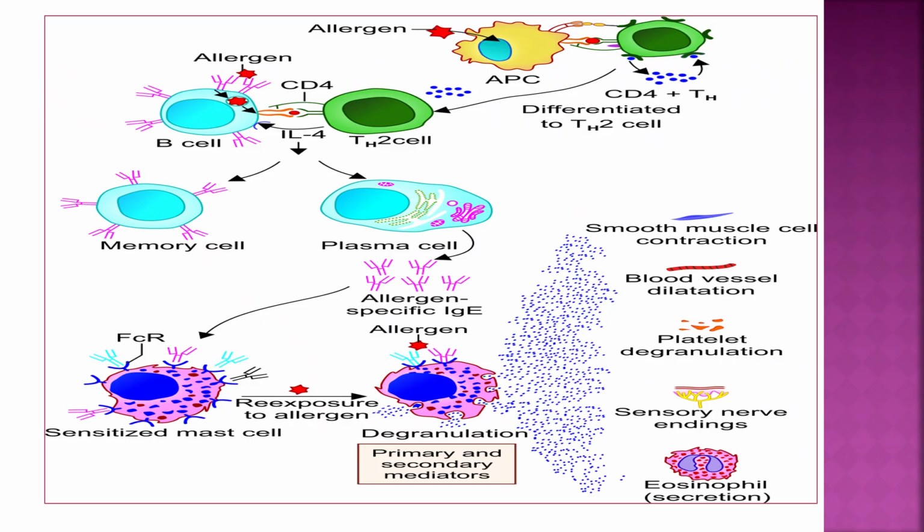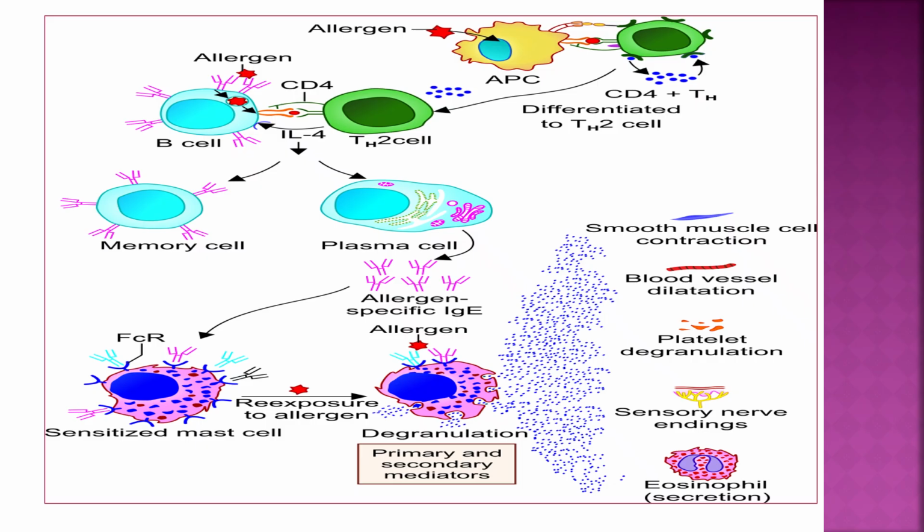The mechanism: the allergen gets exposed to the APC, that is, the antigen processing cell. Then CD4 plus T helper cells differentiate into T helper 2 cells. T helper 2 cells secrete interleukin 4, which sensitizes B cells. Then B cells convert into memory cells and plasma cells. The plasma cell produces allergen-specific IgE.